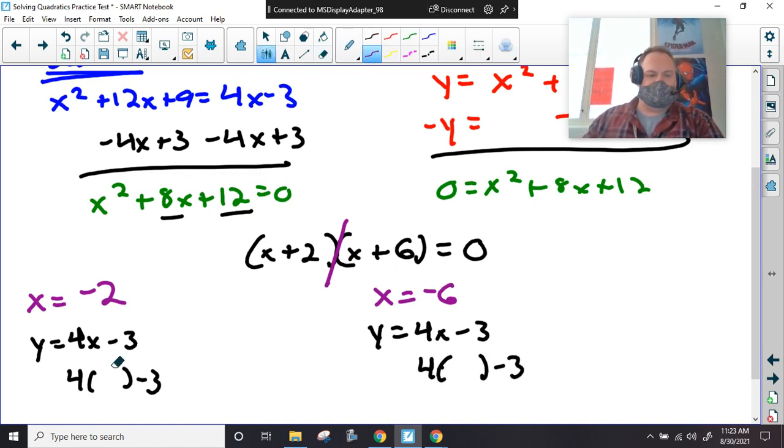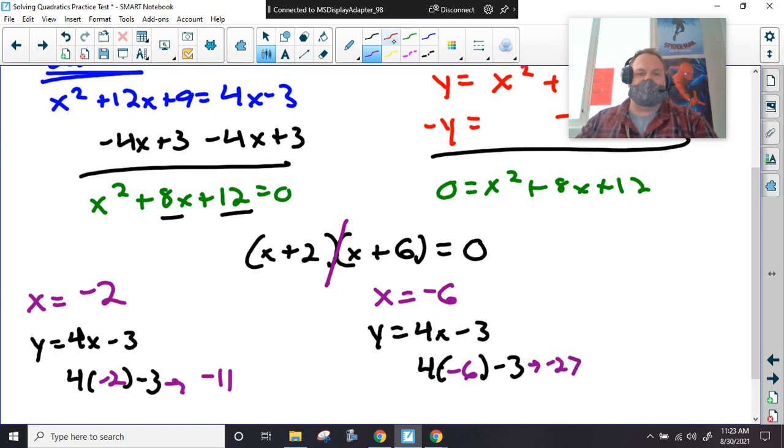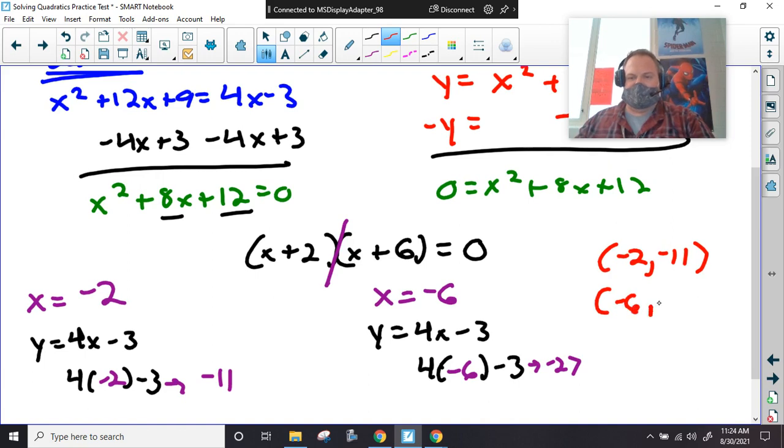All right. So this is for -2. This is -6. So 4 times -2 is -8 minus 3 is -11. -24 minus 3, -27. So believe it or not, our final answer in all this, because there are coordinate points, is -6 and -27.